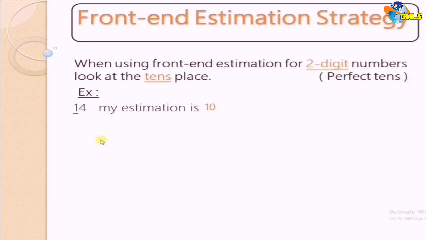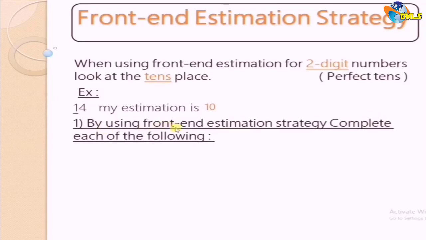So let's move to question number 1. By using front-end estimation strategy, complete each of the following. Letter A, 57, my estimation is. As we said before, when you see a two-digit number and you want to use front-end estimation, you have to look at tens. Here in the tens I find 5. What is the value of 5? 50. So the estimation of 57 is 50. And 50 is a perfect tens, because we said before, when you use front-end estimation strategy, we have to put the number in the perfect tens.